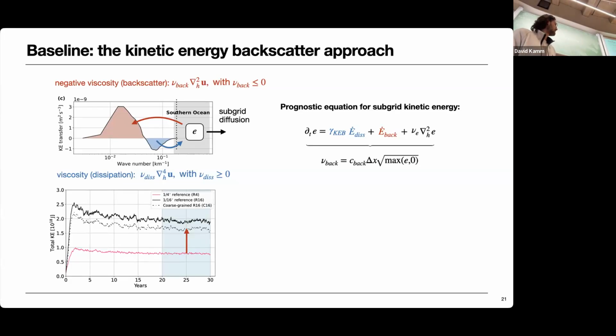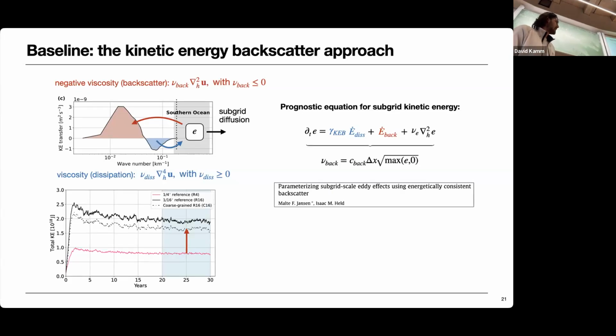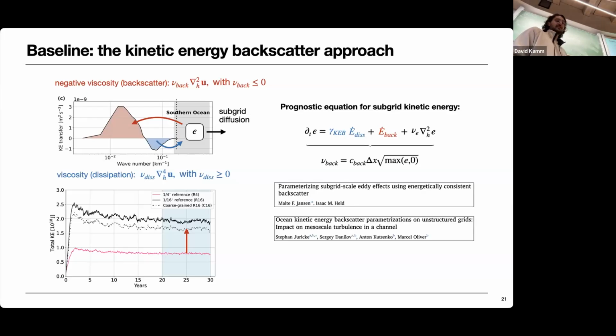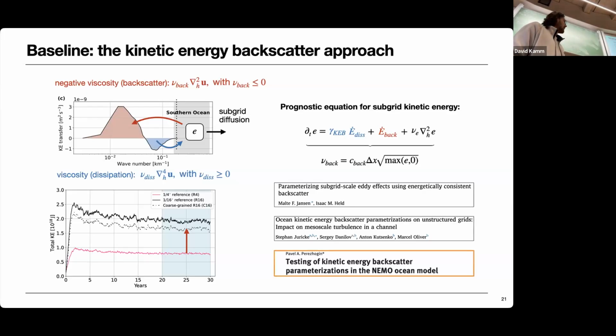similar to what we've seen in the coarse-grained high resolution. And as I mentioned, this was first published by Janssen and Held in 2014, at least for ocean models, and has been then ever since worked on by multiple groups. One that I want to highlight here is the one by Pavel Peretyugin, because he implemented it for the first time in the NEMO model, which is why I used it in my benchmark, because it was just available. I didn't need to implement it myself.